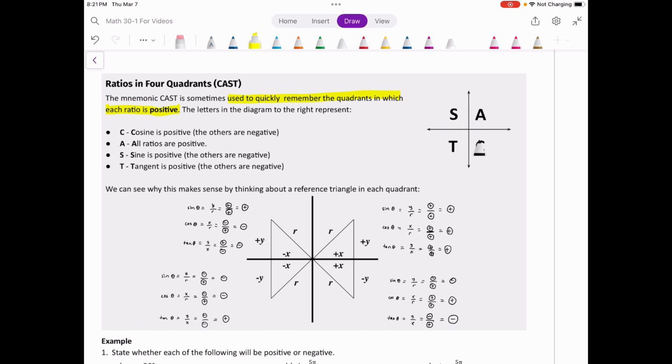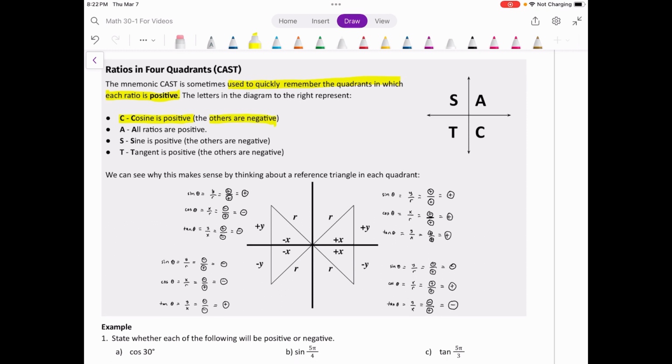So what that's referring to, CAST, the C is letting us know that that is where cosine is positive, and all of the other ones are negative. We're going to remind ourselves of why that makes sense in a second. It's not just a magic rule, but I'm just going to run through CAST really quick. A, in quadrant 1, all of the ratios are positive. So sine, cos, and tan are all positive in the first quadrant. S, you can probably guess, sine is positive in the second quadrant, while tan and cos are negative, okay?